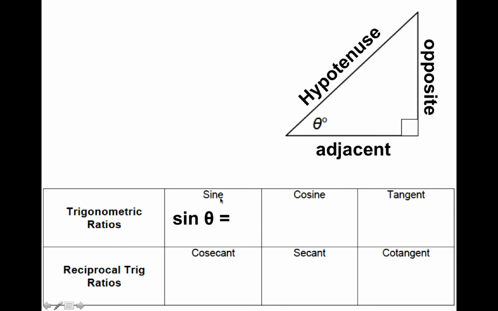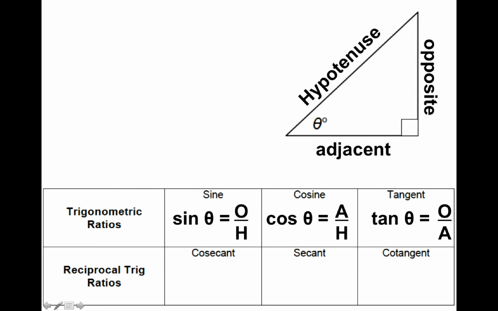So then our sine ratio is written the sine of theta equals the opposite over the hypotenuse. The cosine ratio is written cosine theta equals adjacent over hypotenuse. And then the tangent ratio is written as the tan of theta equals the opposite over adjacent. Some of you might remember the phrase SOHCAHTOA in order to remember these ratios.